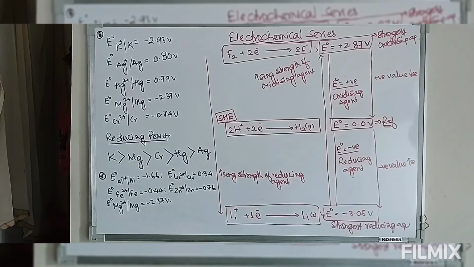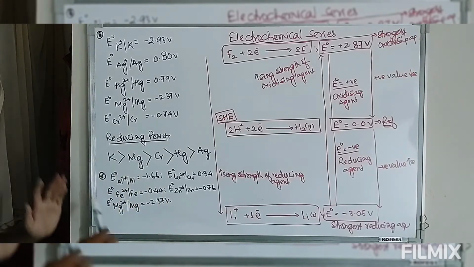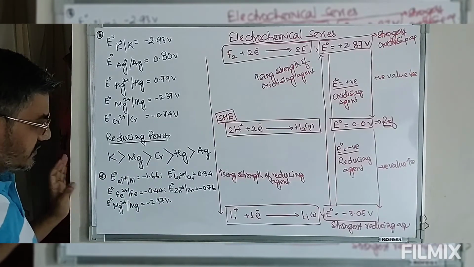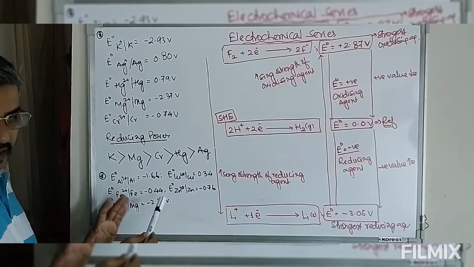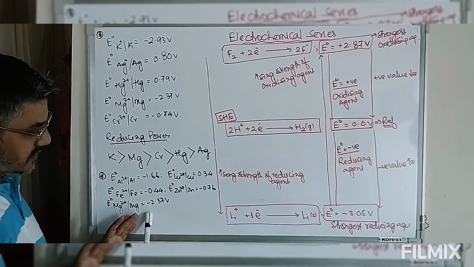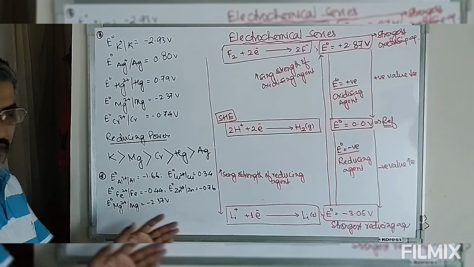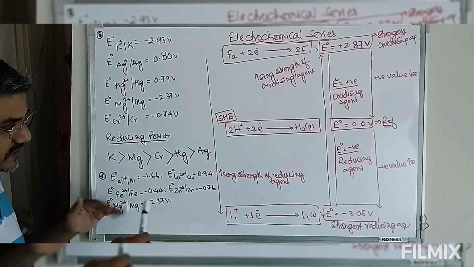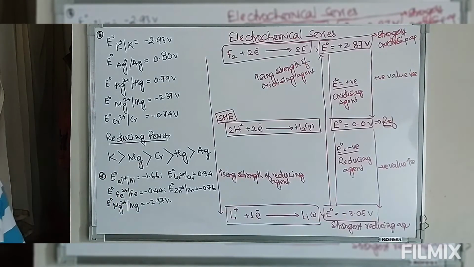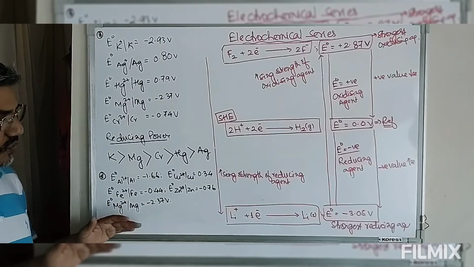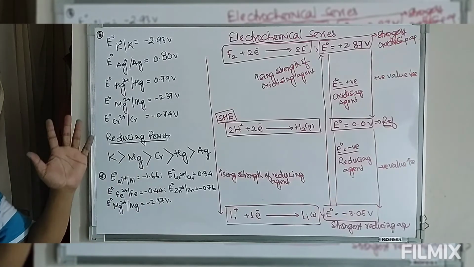In the next example, look at this. We have reduction potentials of some half cells given. So we have to arrange these elements in terms of their displacing power, meaning which metal will displace which metal ion from its solution. So displacing, or simply saying, reducing power.